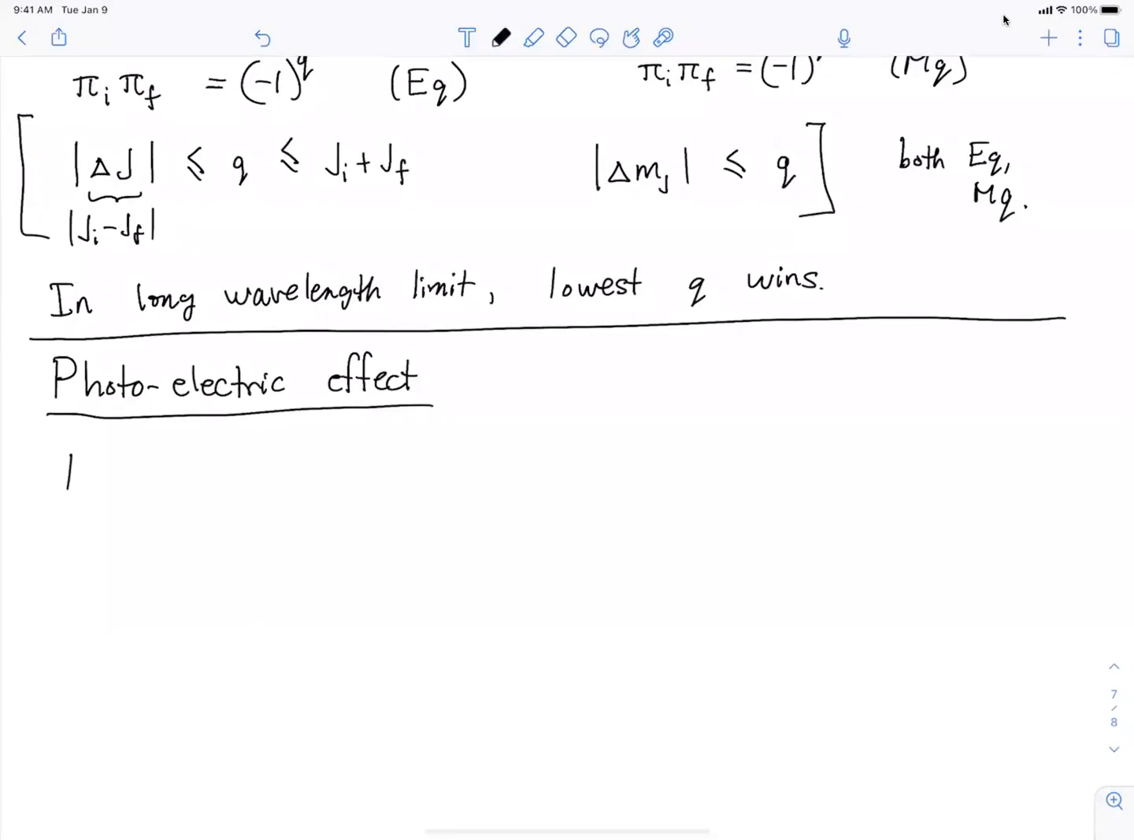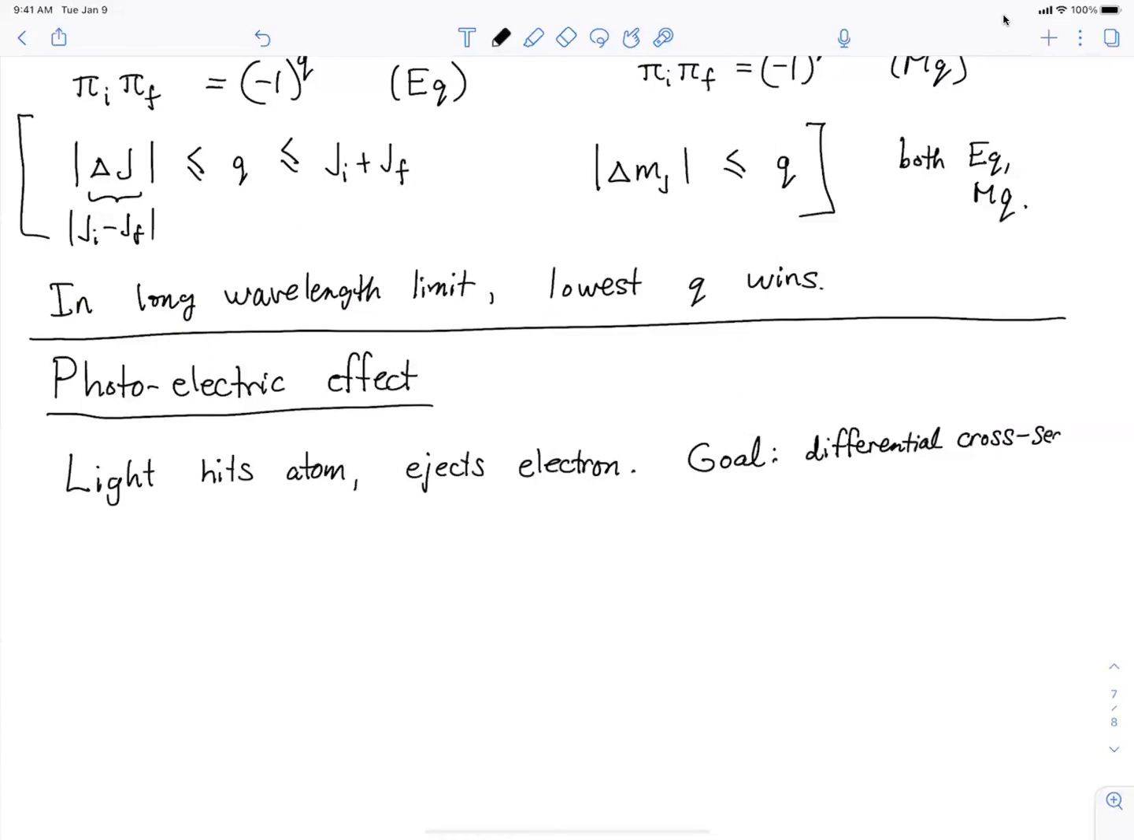And so our version of it is going to be light hits an atom and it ejects an electron. And our goal is to calculate the differential cross-section for that to occur. So that's d sigma by d omega. Omega is d cosine theta d phi.